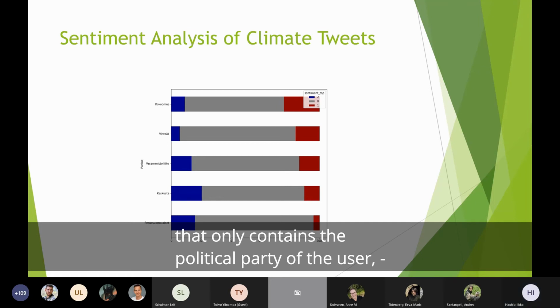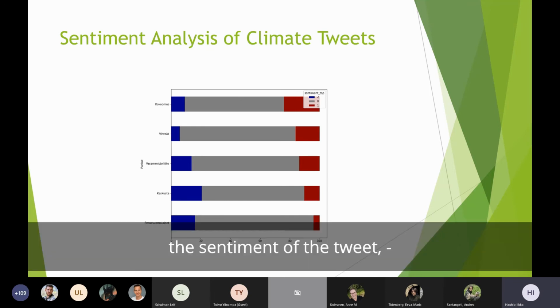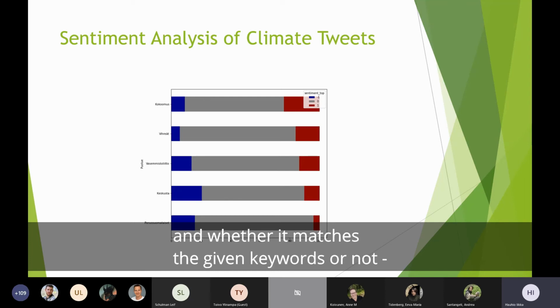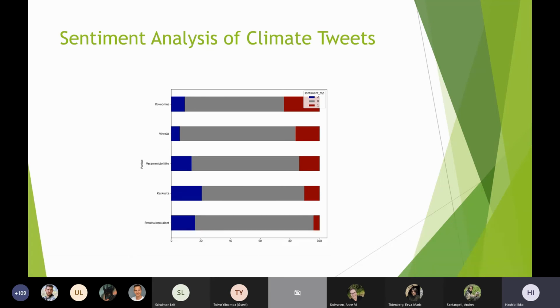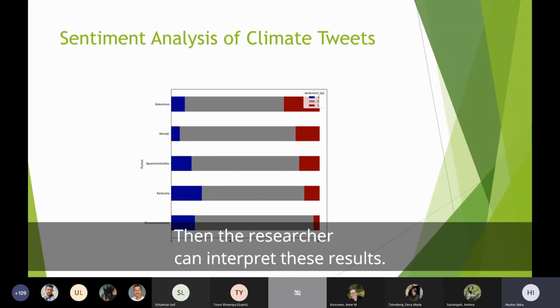For each tweet, it calculates the sentiment and the topics, and then it returns like anonymized data that only contains the political party of the user, the sentiment of the tweet, and the topics of the tweet, and whether it matches the given keywords or not, with the tweet text removed and the username removed. And then the researcher can like interpret these results.